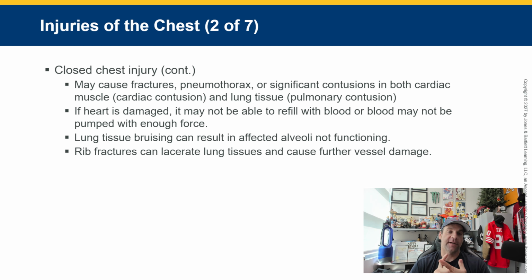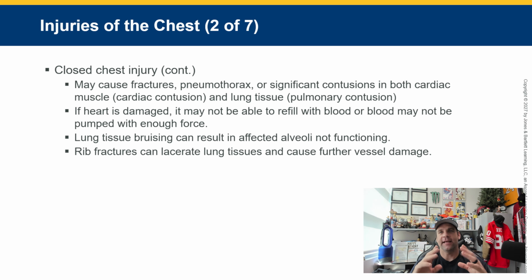This also includes a pulmonary contusion. This creates another significant problem. This is where the lung tissue and the alveoli become bruised, and again, those tissues can fill up with blood or other types of fluid. Those alveoli can really no longer exchange gases effectively, so oxygen levels are going to fall, carbon dioxide is going to rise. We also have rib fractures.